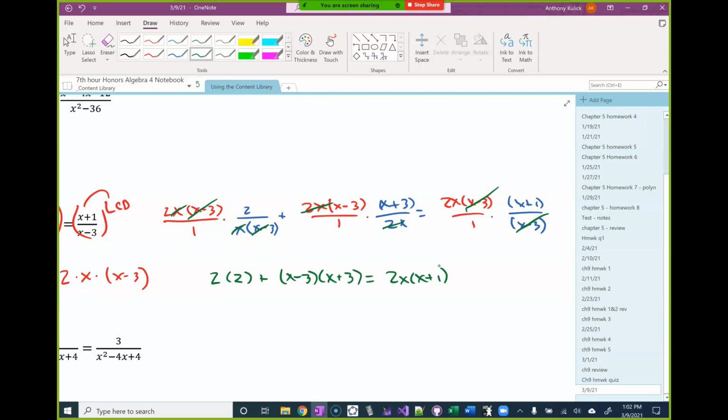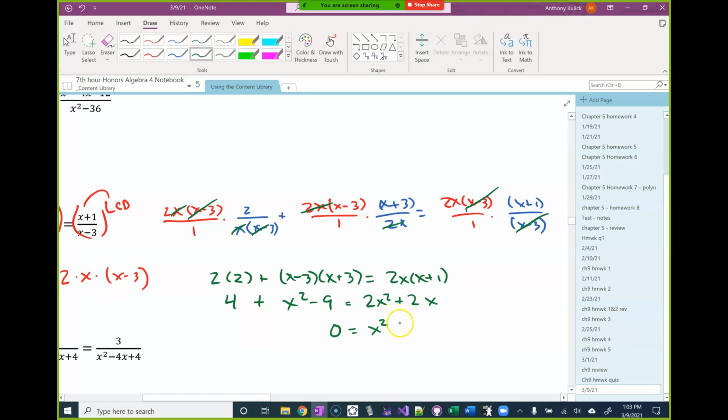Now I'm going to multiply everything out, move everything onto one side, and try to solve my quadratic. So 2 times 2 is 4. X minus 3 times x plus 3 is x squared minus 9. And 2x times x plus 1 is 2x squared plus 2x. Move everything onto one side. So when I subtract the x squared over, I just get 2x squared minus 1x squared, which is just x squared. The 2x is by itself. I add the 9 over, then subtract the 4 over. It gives me 5.